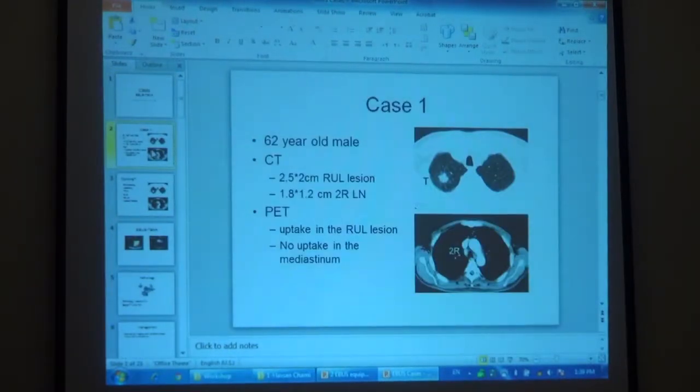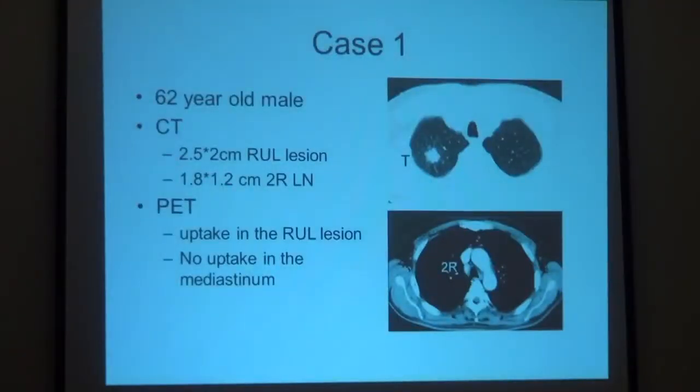All right, so I thought we'll review some cases since we don't have the simulator. So this is the case of a 62-year-old male who on a CT had a 2.5 by 2 centimeter right upper lobe lesion that you see here. And at the same time, on the mediastinal view with this contrast CT, you can see a 1.8 by 1.2 centimeter 2R lymph node. So you see that here you're at the level of the arch, and this is the bronchus intermedius, the innominate, the left innominate above the SVC, as it enters the SVC here. So this is still 2R.